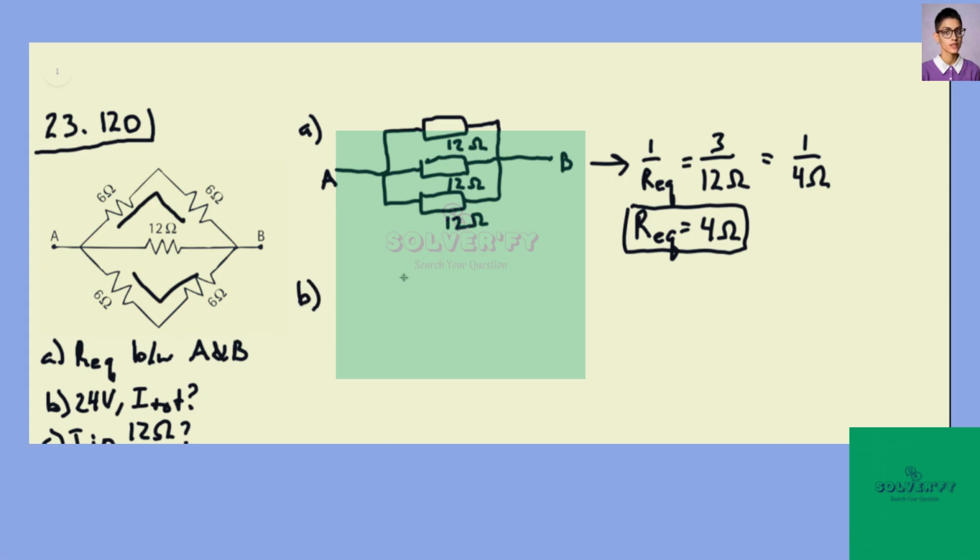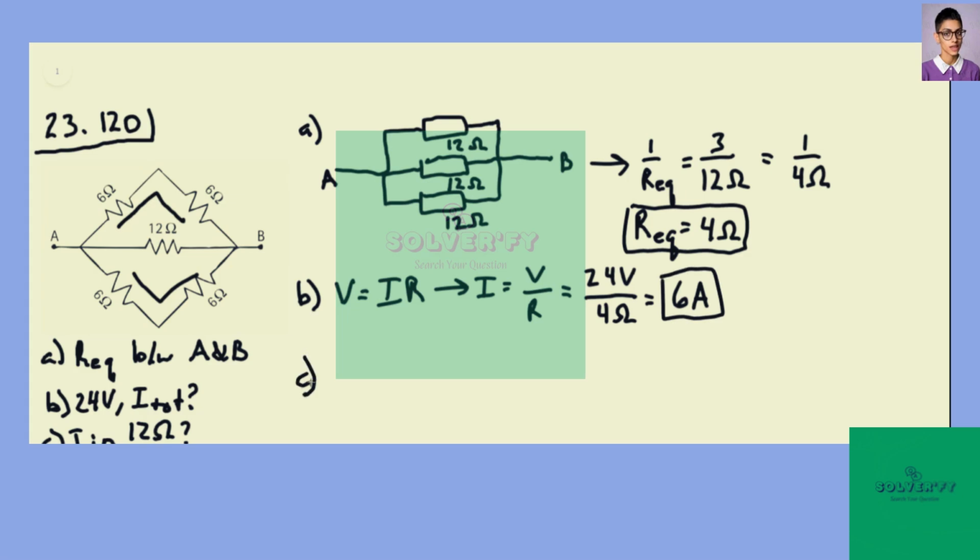Now we can use Ohm's law. The voltage across a resistor is equal to the current through it times its resistance. So current is equal to voltage divided by resistance. Now in this case, we have 24 volts divided by 4 ohms. And so this results in a current of 6 amps.